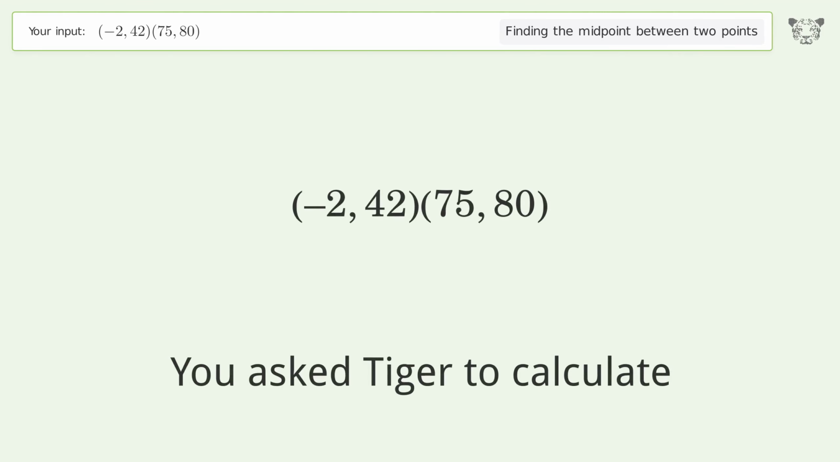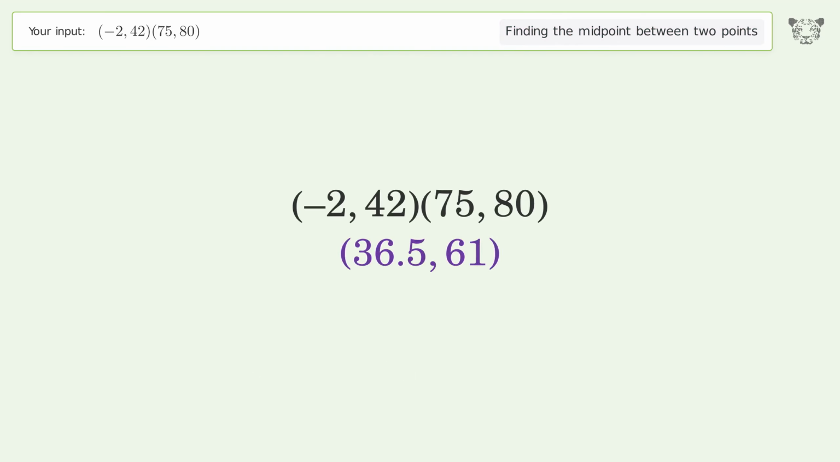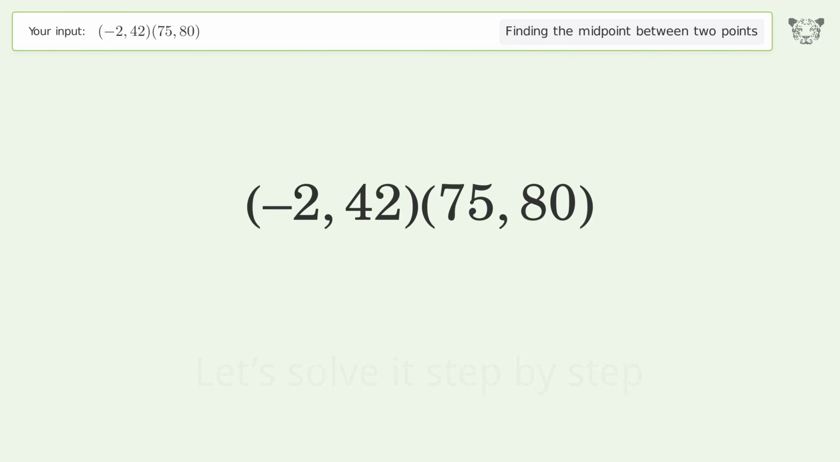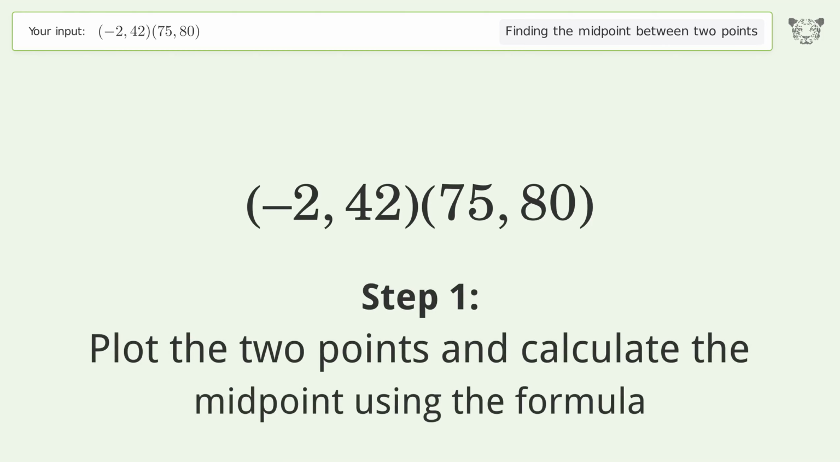You ask Tiger to calculate. This deals with finding the midpoint between 2 points. The midpoint between the 2 points is 36.5, 61. Let's solve it step by step. Plot the 2 points and calculate the midpoint using the formula.